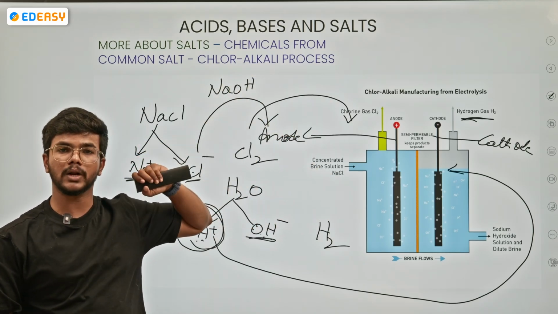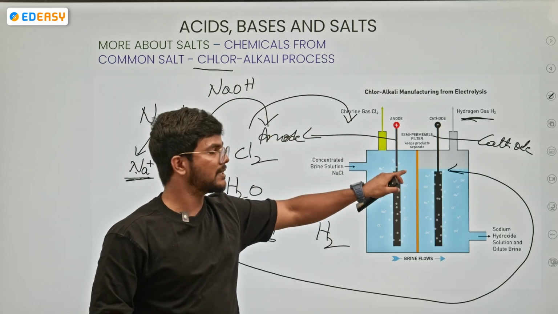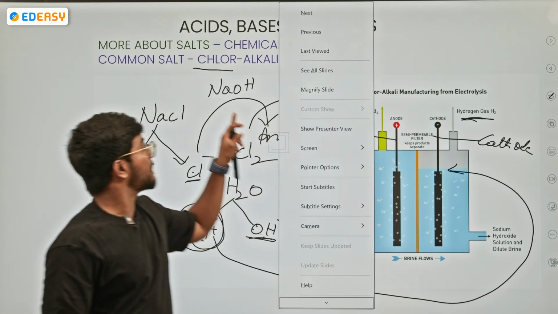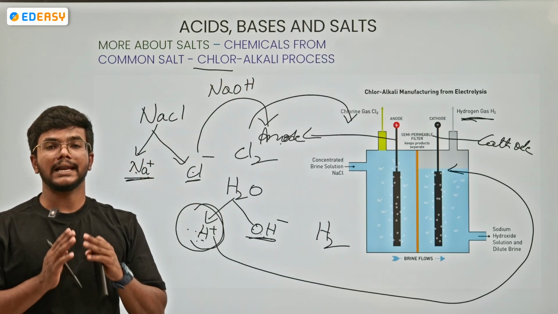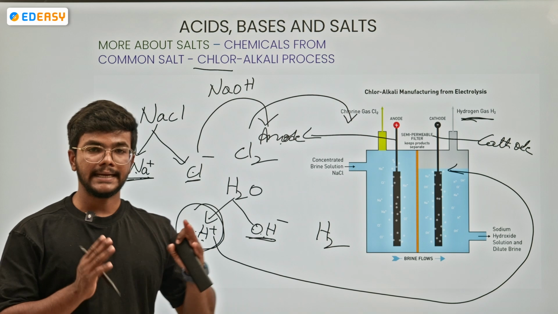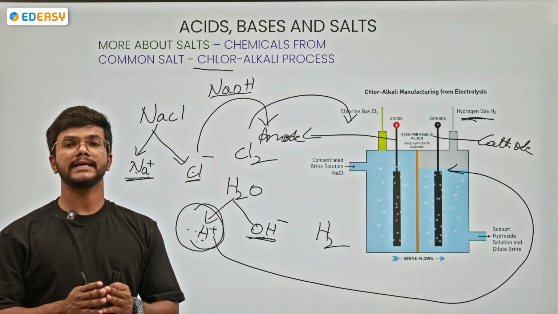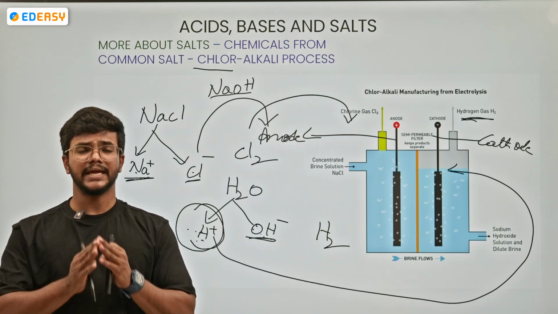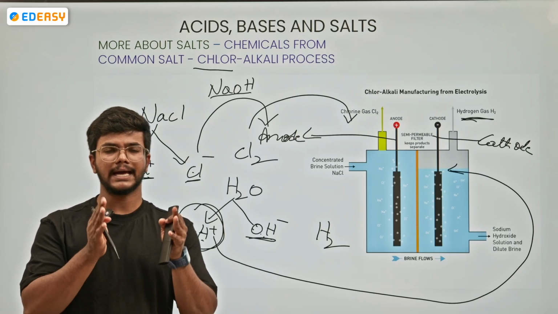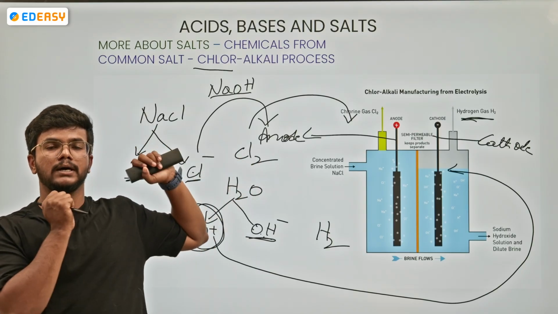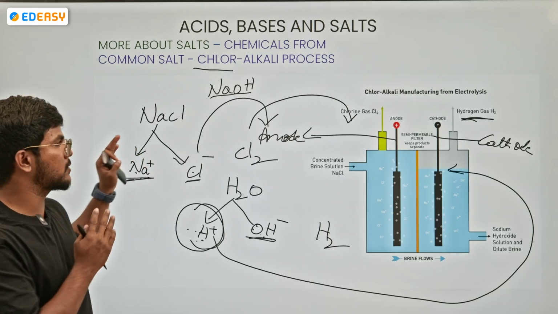Why is it called the chloralkali method? Because chlorine is produced in this method at the anode, and alkaline nature means basic in nature. It also produces NaOH, which is a strong base. That is why it is called the chloralkali method. It is very important for case-based questions. They mostly ask this type of topic in case-based questions, so please focus on the chloralkali method.